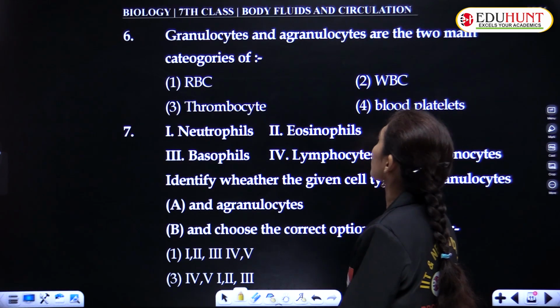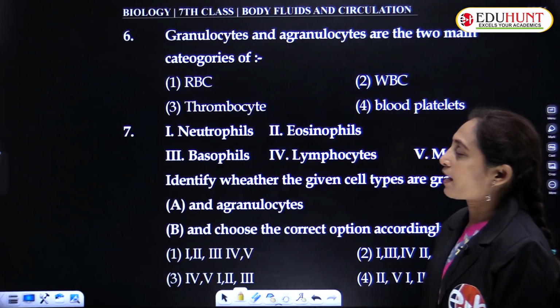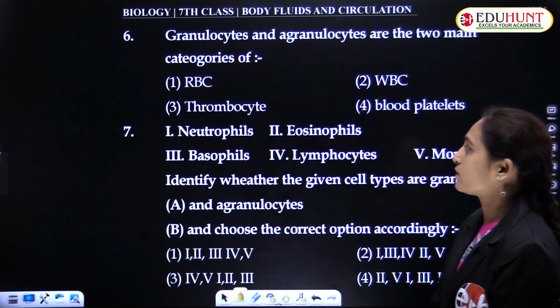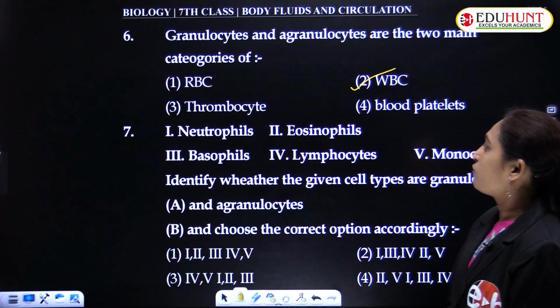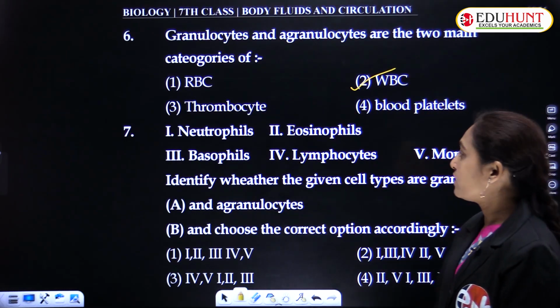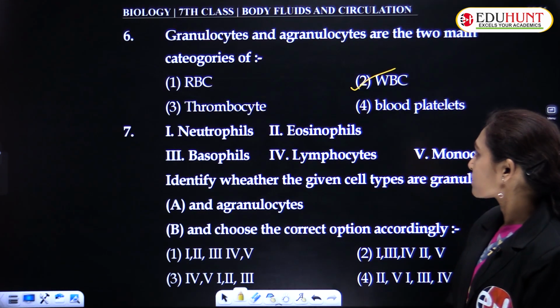Granulocytes and agranulocytes are the two main categories of, just now I mentioned, WBC. Neutrophils, eosinophils, basophils, lymphocytes, monocytes.